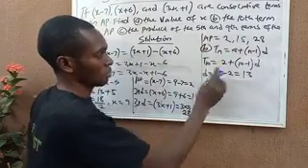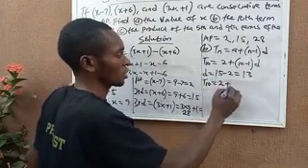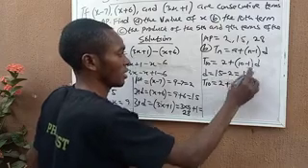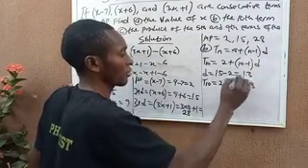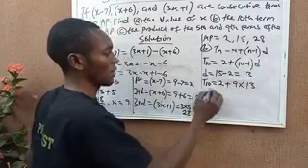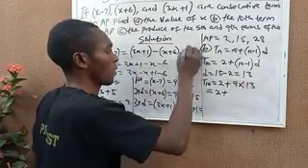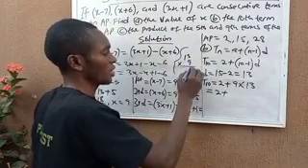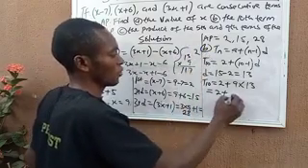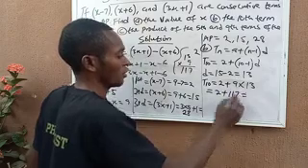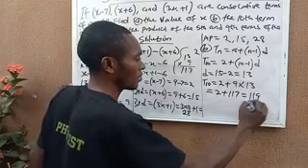So we can now substitute it here. We have T10 is equal to 2 plus 10 minus 1, which is 9, times 13. This D is 13. So we have 2 plus 9 times 13. 13 times 9: 9 times 3 is 27, write 7, carry 2. 9 times 1 is 9, 9 plus 2 will give us 11. So we have 117. 2 plus this will give you 119. So our 10th term is 119.